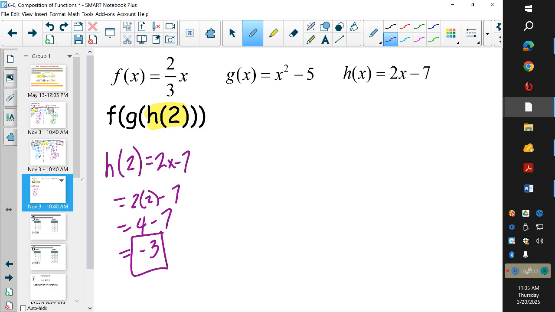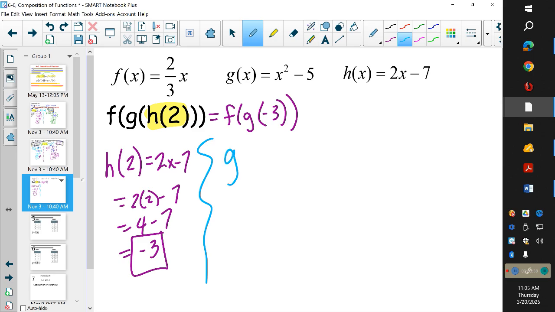What does negative 3 represent? H at 2. Okay? So now I go from the inside out. Where's my number and what is it touching? It is touching G. So I'm going to do G at negative 3. So what is G defined to be? X squared minus 5. So parenthesis negative 3 squared minus a 5.